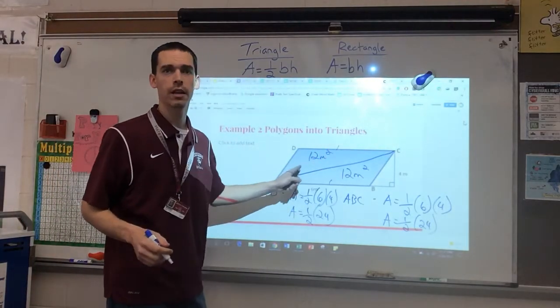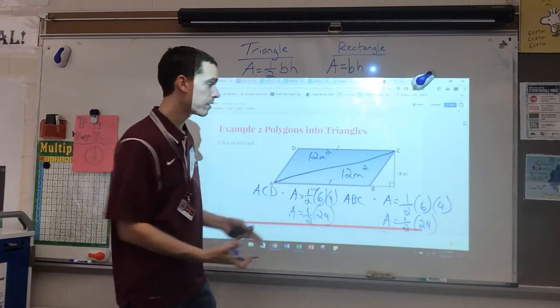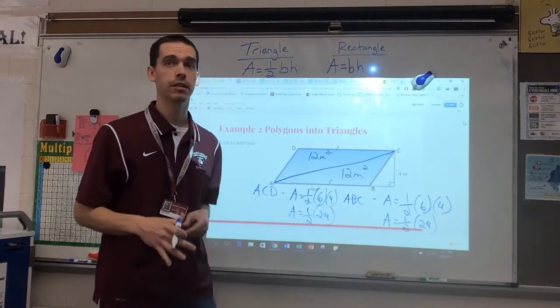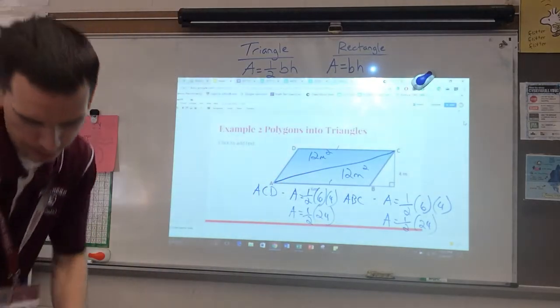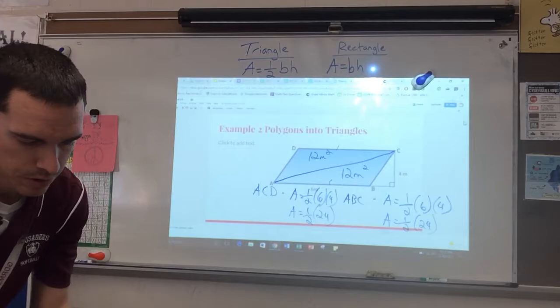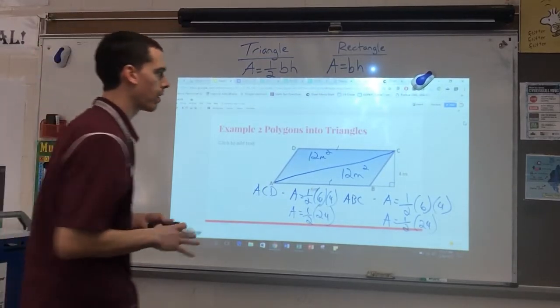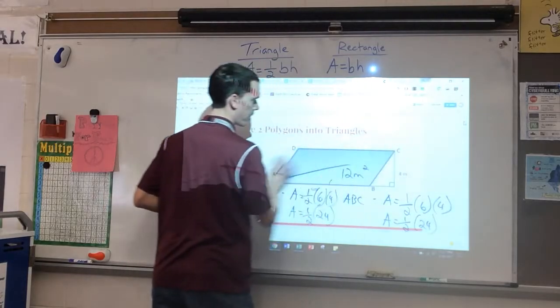And 12 and 12 together make 24. So you have 2 halves. So we found both separately in 2 halves. Combine them together and make that rectangle idea, and we get back to that value. Okay? So moving on. Pretty simple so far. Okay? One more thing to talk about.